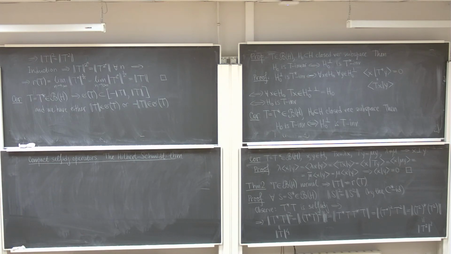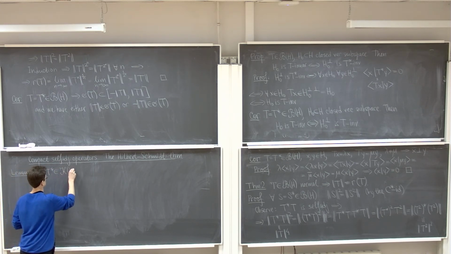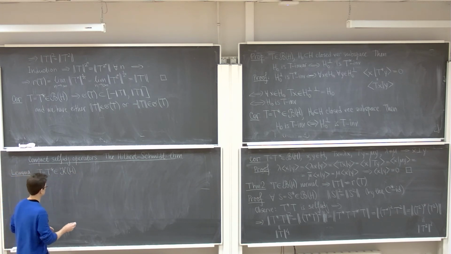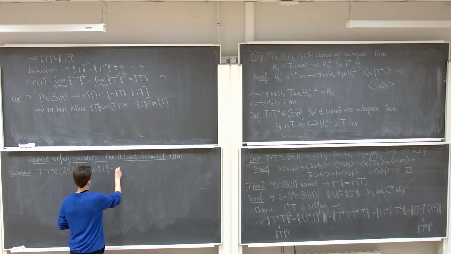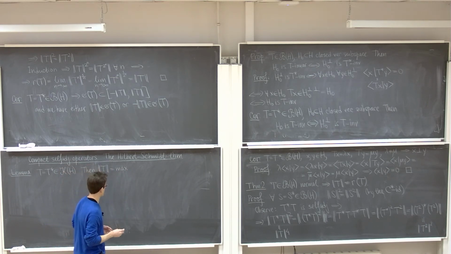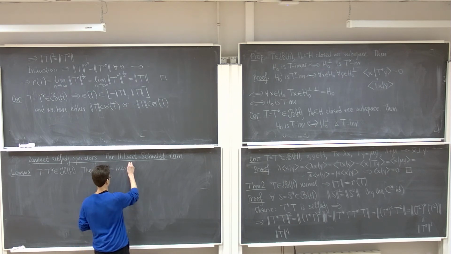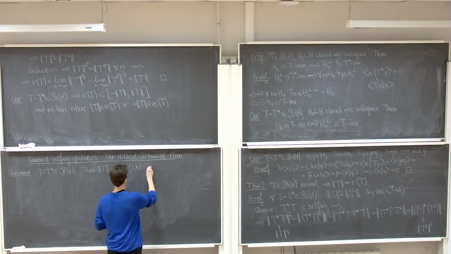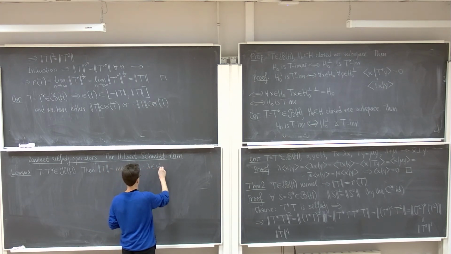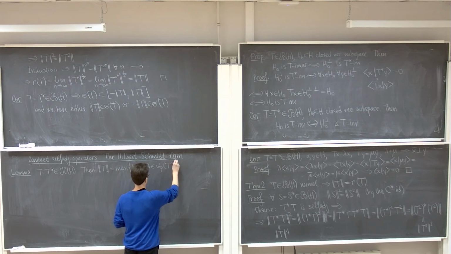So we start with the following lemma. Suppose that T is a compact self-adjoint operator on a Hilbert space H. Then the norm of T is the maximum eigenvalue of T. So more exactly, this is the maximum of the absolute values of lambda, where lambda runs over the point spectrum, that is, the set of all eigenvalues of T.